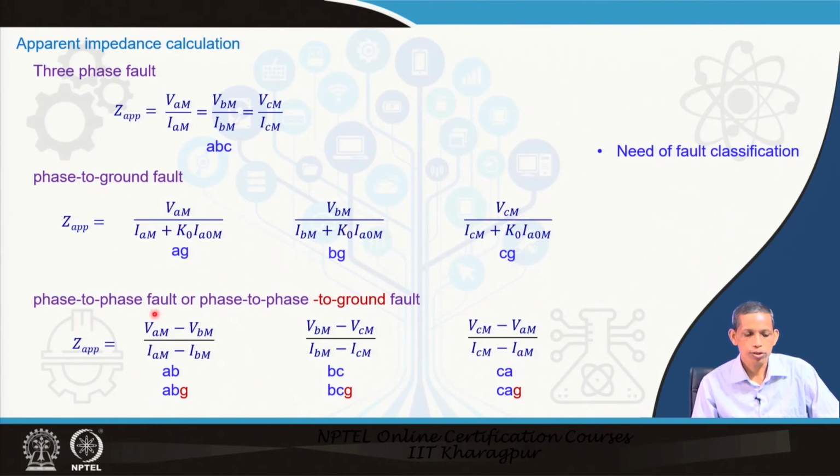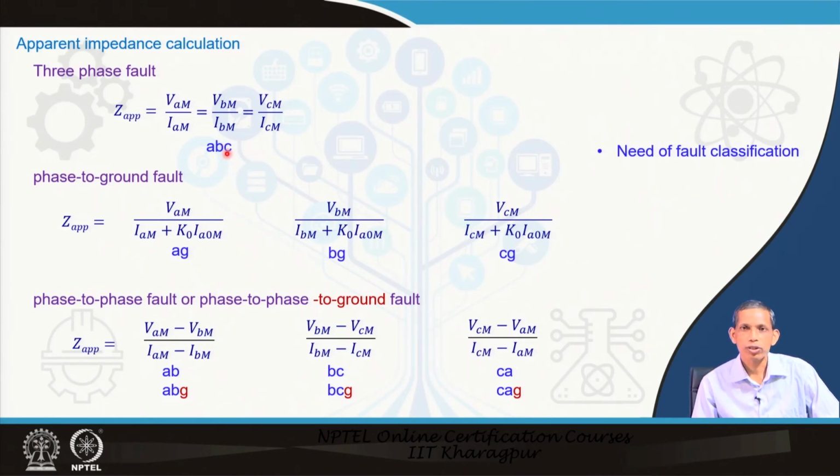And for phase to phase fault or phase to phase to ground fault, AB, ABG, BC, BCG and CA, CAG, the Z apparent becomes: for AB and ABG, VA minus VB divided by IA minus IB; for BC and BCG correspondingly VB minus VC divided by IB minus IC; and for CA and CAG, VC minus VA upon IC minus IA. So, this is how the relay will calculate the Z apparent for different types of faults.